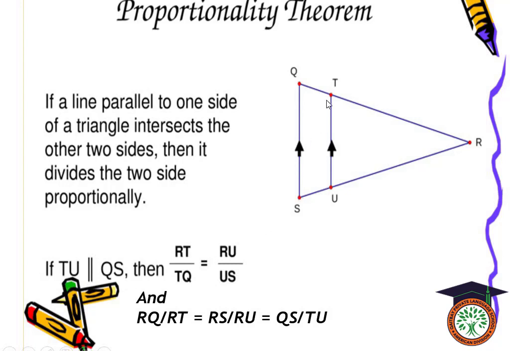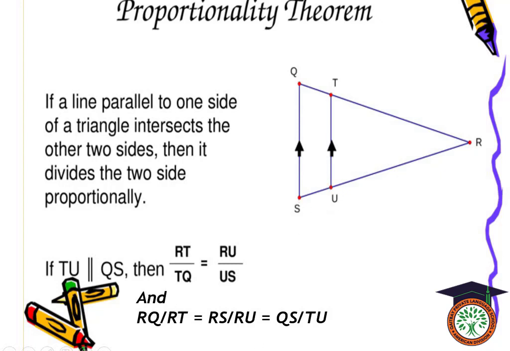So here we have this side, TU, parallel to QS. So we can say that the ratio between RT to TQ, this is the first ratio, equals the ratio between the other two sides, RU over US. So again, RT over TQ, the first ratio, equals the second ratio, which is RU over US.